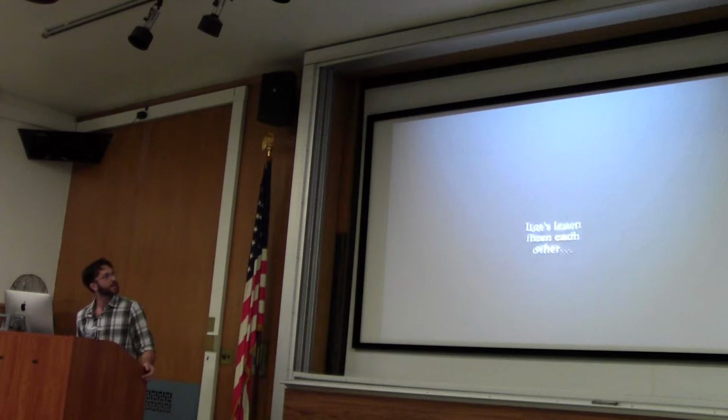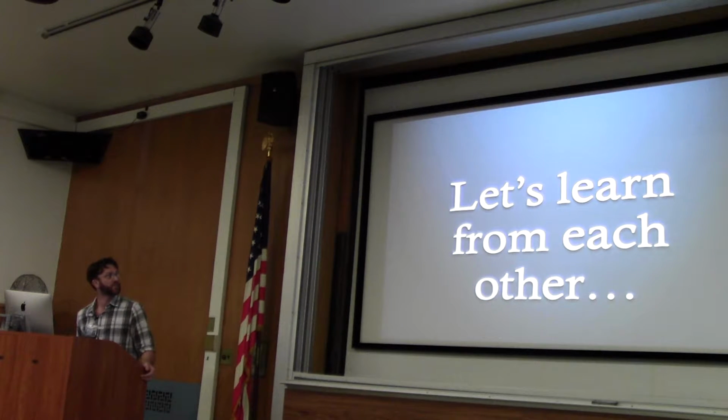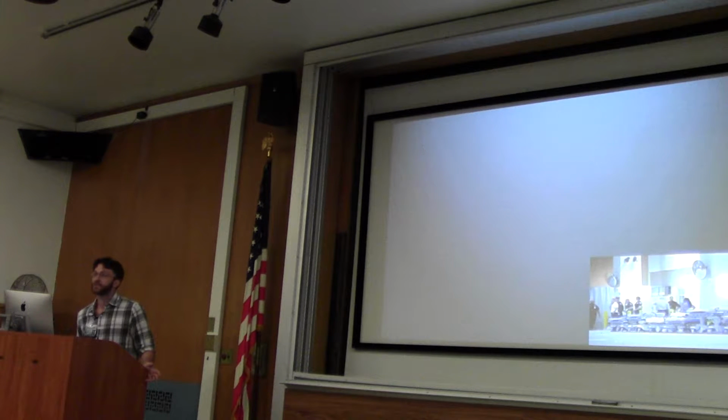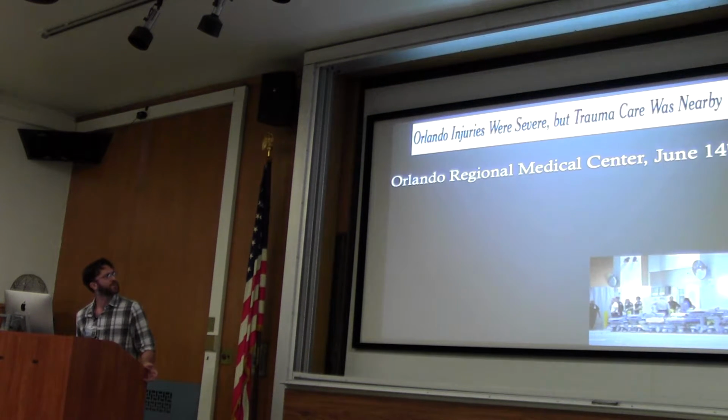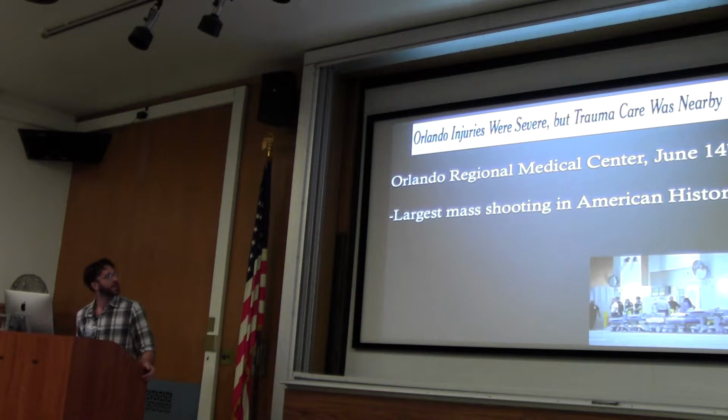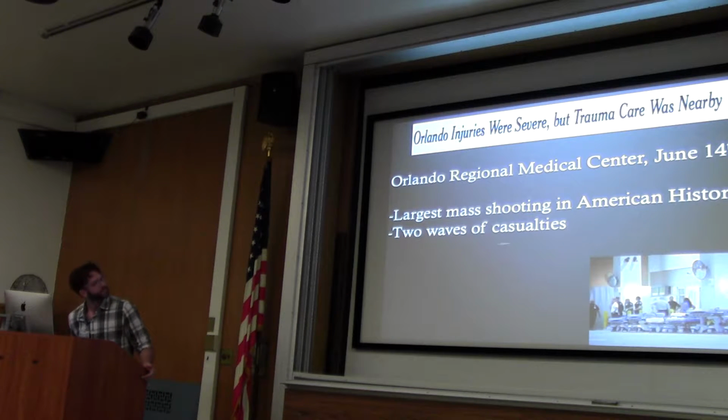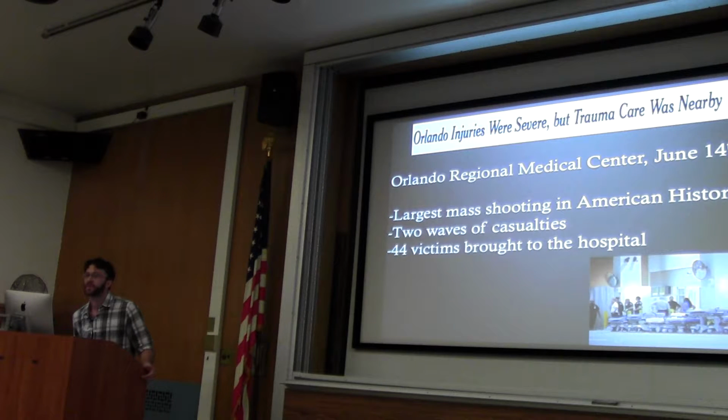And this is us learning from each other's cases. Orlando Regional Medical Center, June 11th, 2016. They received a lot of casualties, the largest mass shooting in American history. 2 waves of casualties within a span of about 2 to 3 hours. 44 victims brought to one hospital, and the majority of them in critical condition. So just imagine you're working in CCT, it's a busy day, and all of a sudden you get this onslaught in about an hour and a half time span, about 44 gunshot victims coming at you.